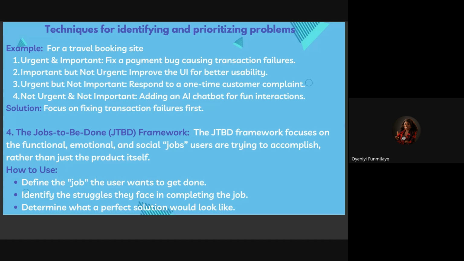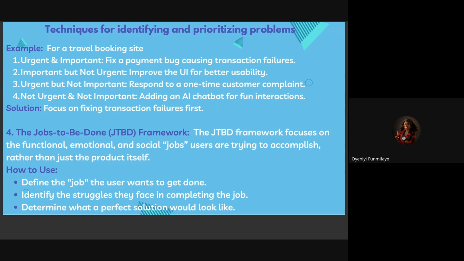And then the last one, which is not urgent and not important, will be adding an AI chat box for phone interaction. So based on these problems that I've now categorized into 4 quadrants, what are we doing first? It's the urgent and important. So what is the solution? The solution will be to focus on fixing the transaction failure first before every other thing.